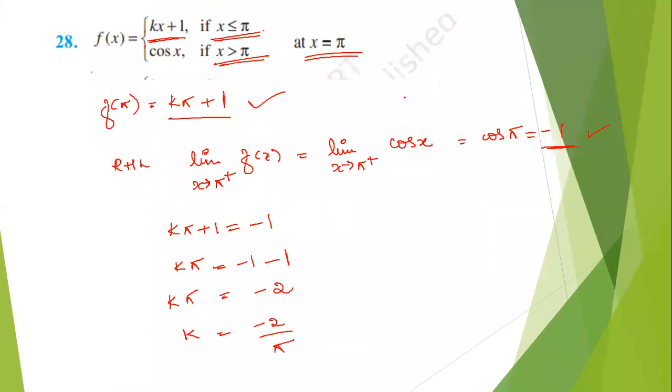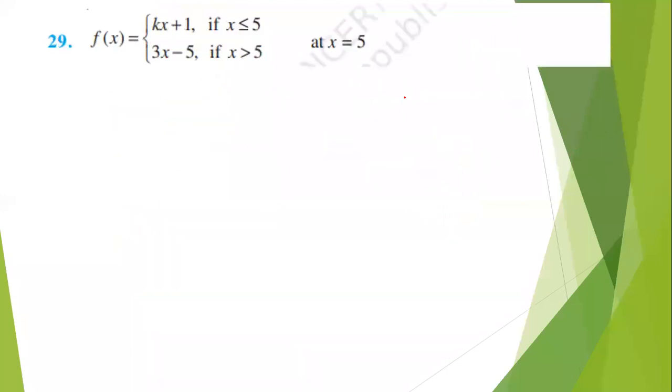Let's move on to the next problem. We'll finish this exercise today. Do it. What is the functional value here? Do and tell me the answer fast. What is f of 5? 5k plus 1, correct? What is the right hand limit?